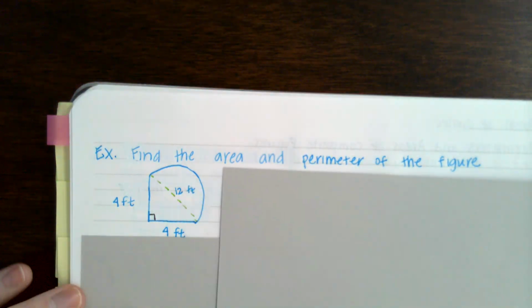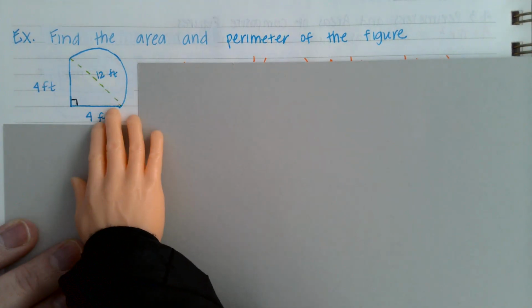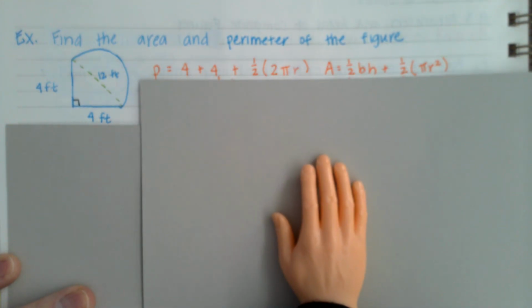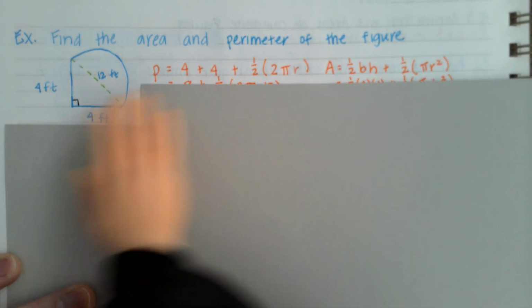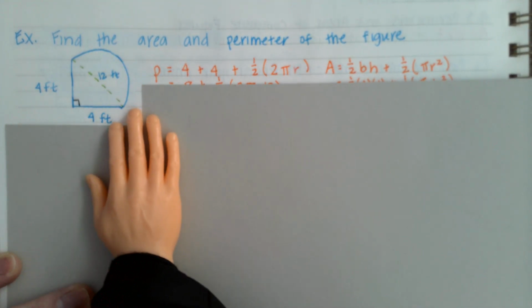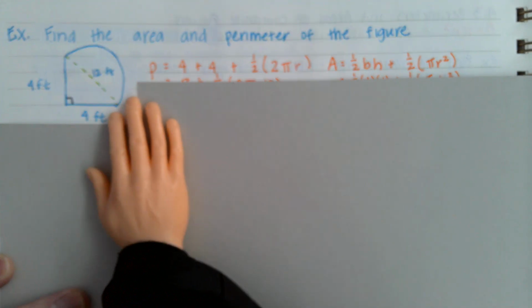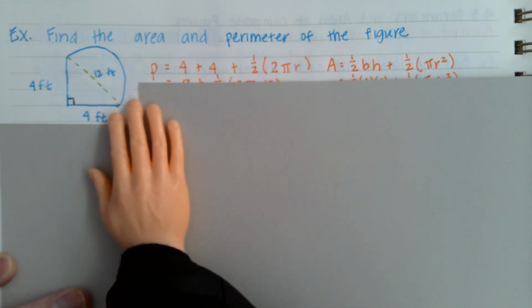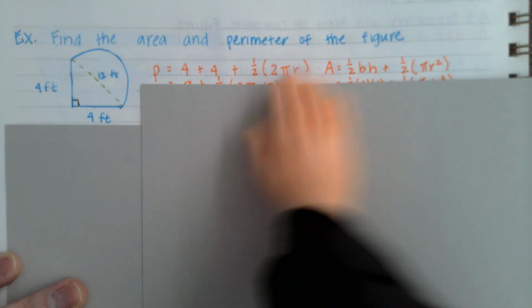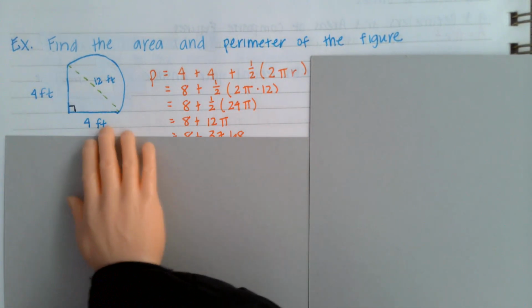We are going to find the perimeter and area of this shape. We can split it along the diagonal, and we can see we have a triangle and a semicircle put together. So the perimeter is going to be the 4 plus 4, and then plus the curved edge of the semicircle. So a semicircle is half of a circle, so we need to find half of the circumference of that circle. And circumference is 2 pi r. So plug in the information we know. 4 plus 4 is 8.